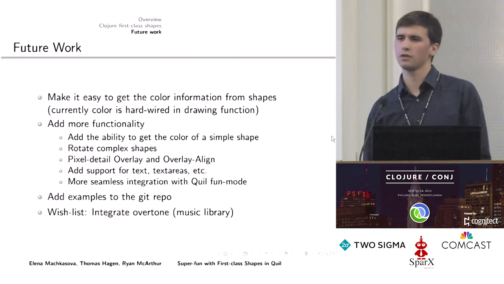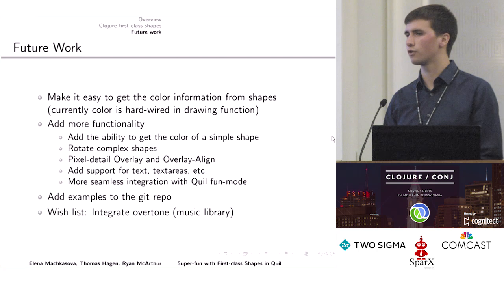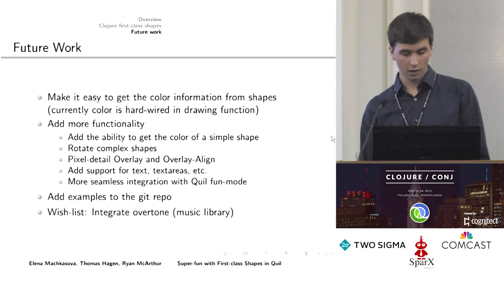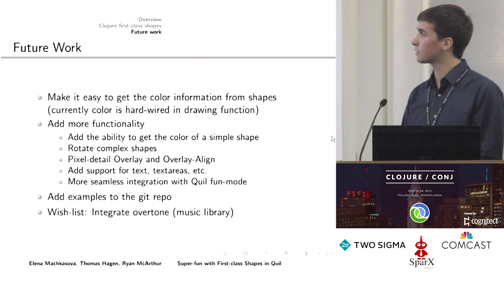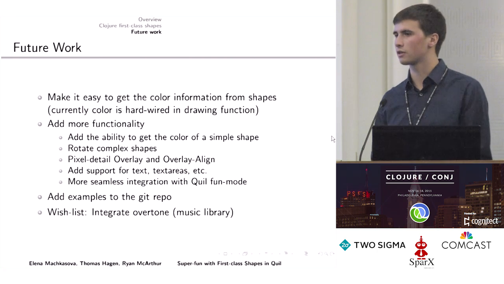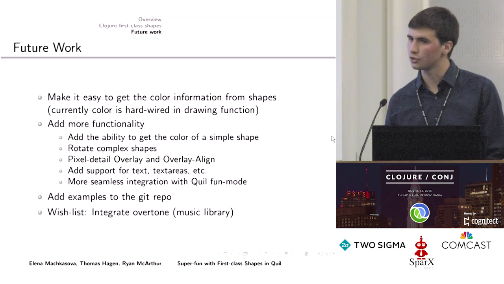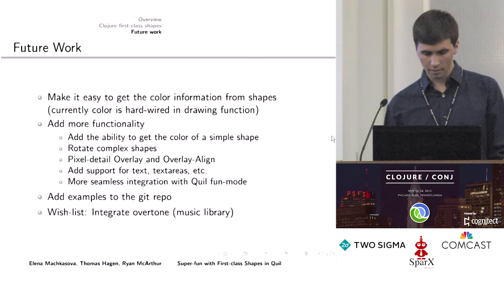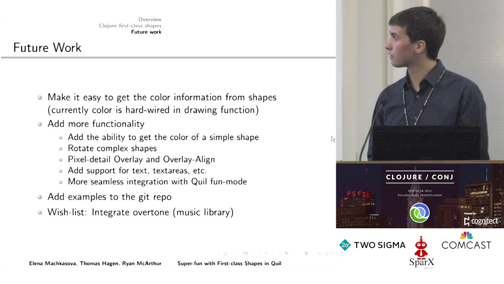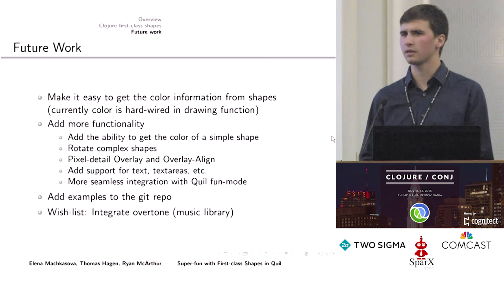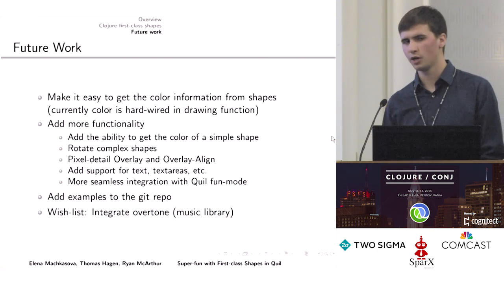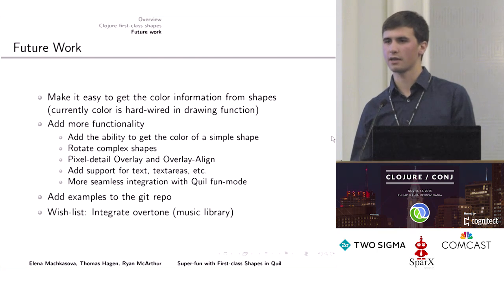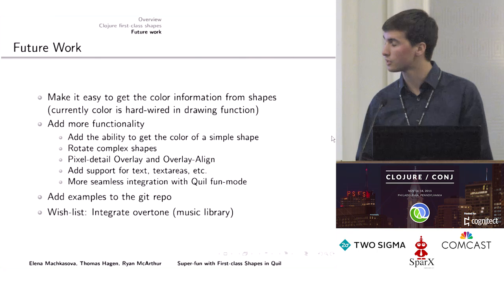We want a pixel detail overlay so you can specify exactly how much of an overlay you want, instead of just the 9 positions we currently have, like top right or top left. We want to make text be an object, instead of how shapes are in Quil. Text is also the same way. It lives entirely inside the draw function, so you can't reuse text. So we want to create a text object so we can reuse it. We want to have more seamless integration with Quil Fun Mode. One of the main things is for pictures: if you want to create a picture, you have to do it within one of the sketch functions. You can't define it outside of any of that, and if you do, it blows up and gives you bad error messages.